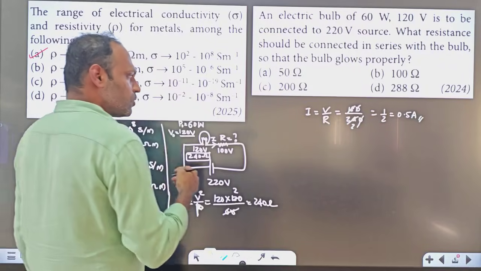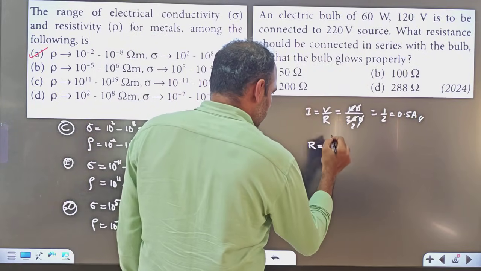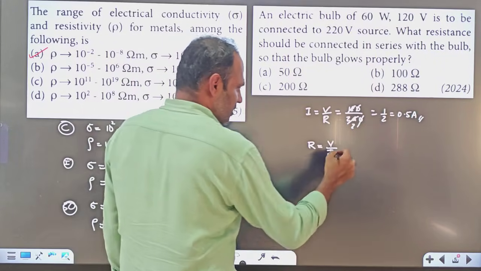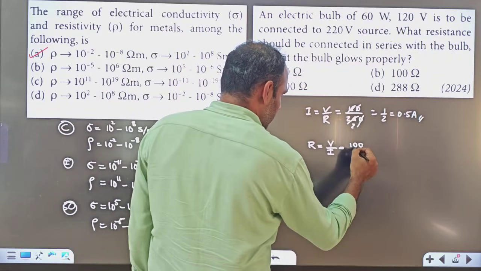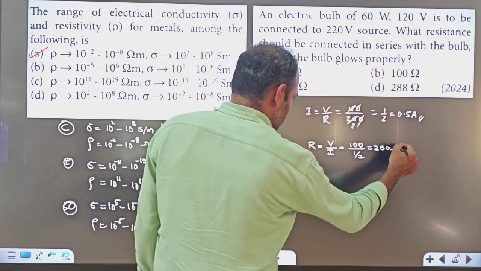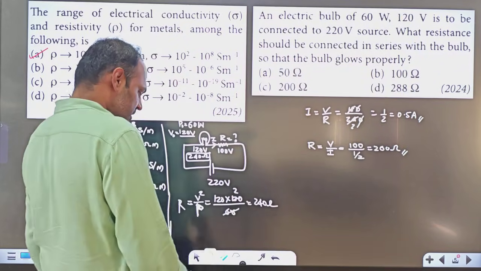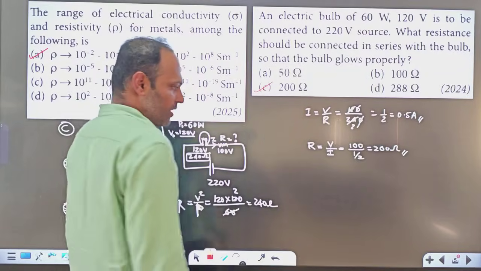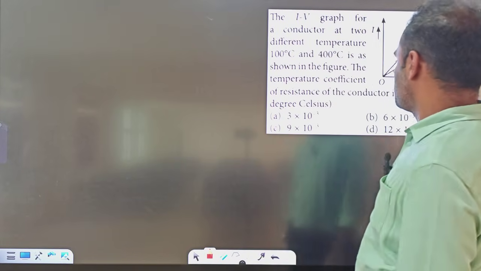It will be the same. So to calculate the resistance, R is equal to V divided by I. V we already know is 100 volts. So this is 100 divided by 0.5. 0.5 means 1/2, so the resistance has to be 200 ohm, right? So which option is correct? Option C is correct. Okay, let us move on to the next question.